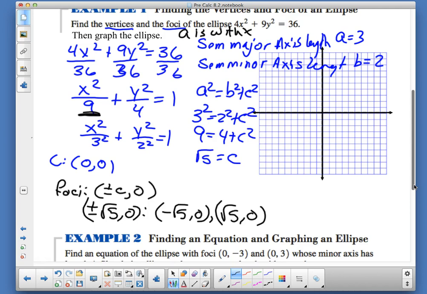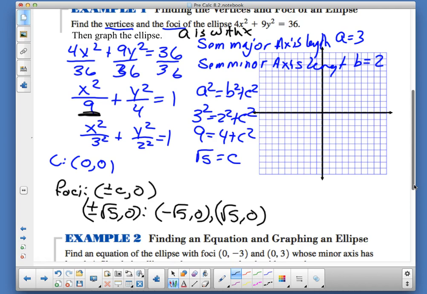Now when you graph this, I know the square root of 5 is between 2 and 3. It's closer to 2 than it is to 3, right? Because the square root of 4 is 2. Square root of 9 is 3. So it should be closer to 2 than it is to 3 when I graph it quickly. Your calculator, if you graph it on there, it won't show your foci. Okay, it'll just show the ellipse. And we'll talk about graphing that in a second.